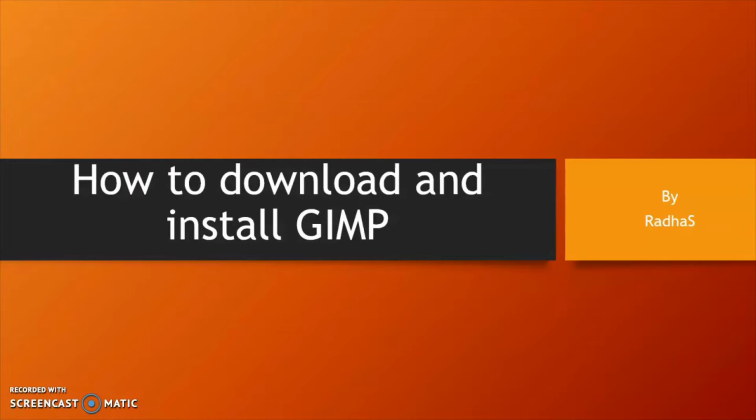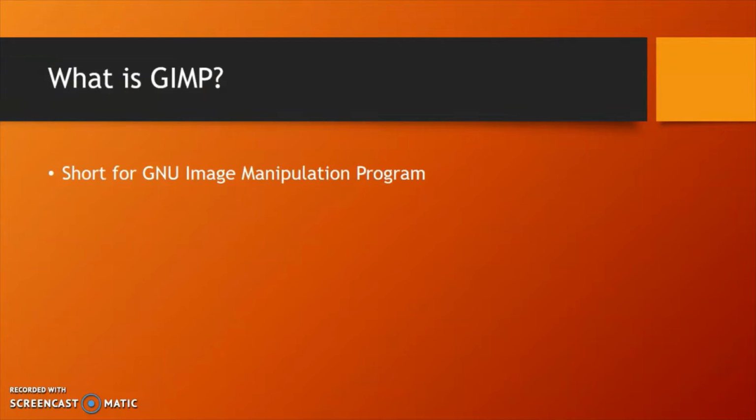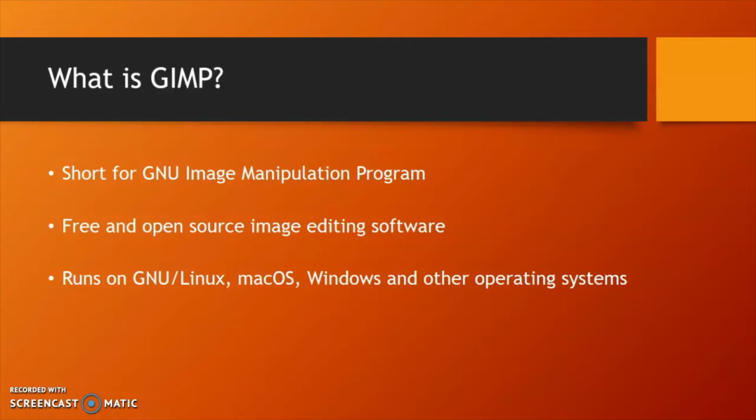What exactly is GIMP? GIMP is actually short for the GNU Image Manipulation Program. It's a free and open source image editing software, meaning you can find it free on the internet and you can download it onto your device. GIMP runs on a number of different operating systems, including Linux, the Mac operating system, Windows, and a few others.